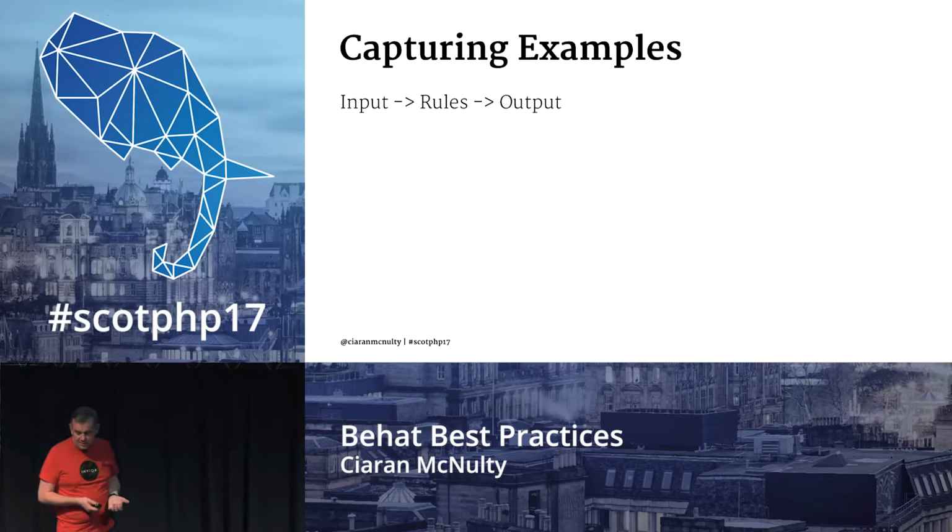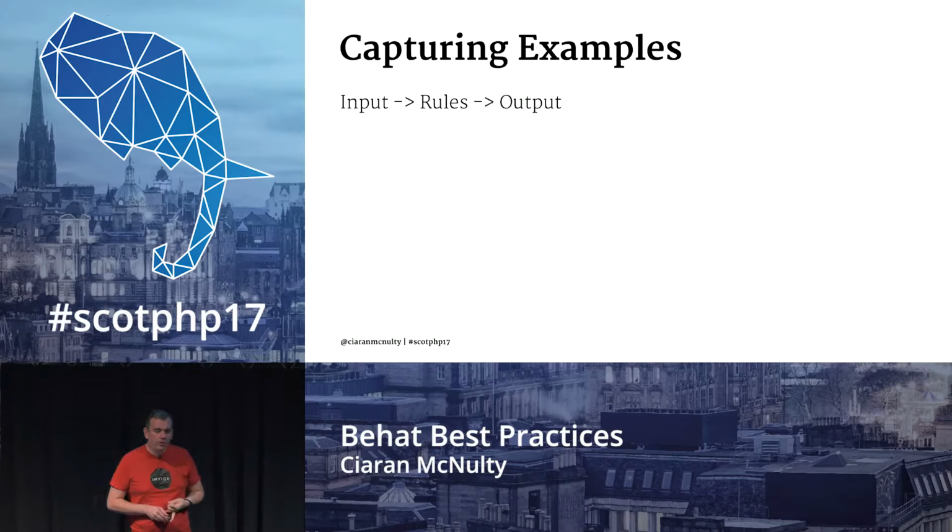So what are the important parts of an example? Well, really, we're looking at what the input is, and then when we process it through the rules, what the output is going to be. It's kind of like a pure function, let's say. When this thing happens, what's going to happen?